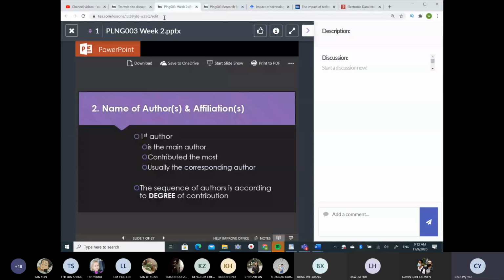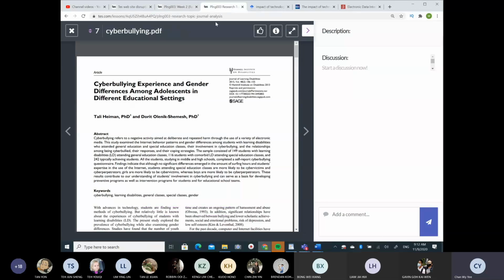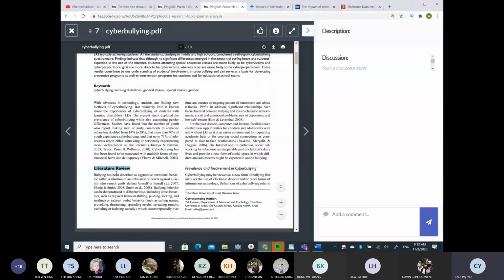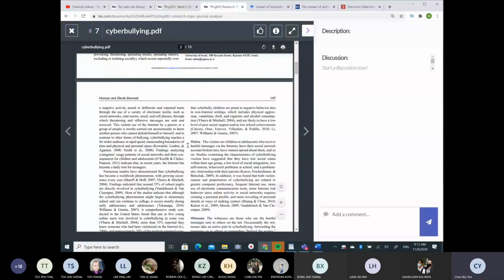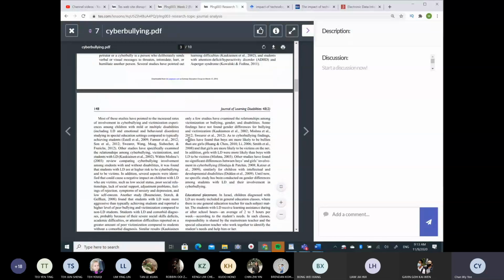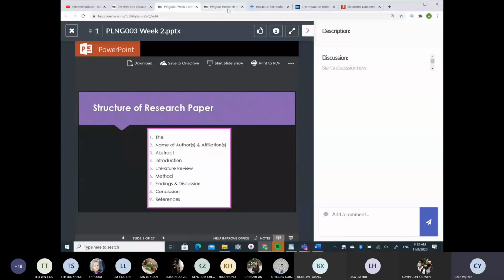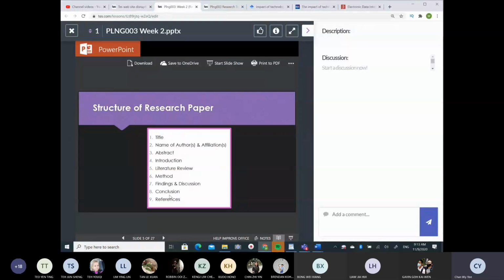Remember I told you just now, the title, name, abstract, introduction, literature review. You see again the literature review. Can you see literature review? This one here is introduction, this one literature review. Then you can see method. You can scroll down and you will be able to see method. Then you will be able to see findings and discussion. You see different authors use different names. Instead of findings they call it results. Then followed by conclusion.